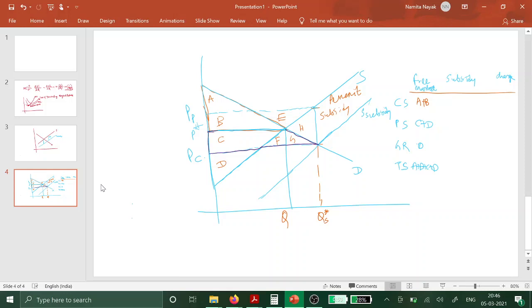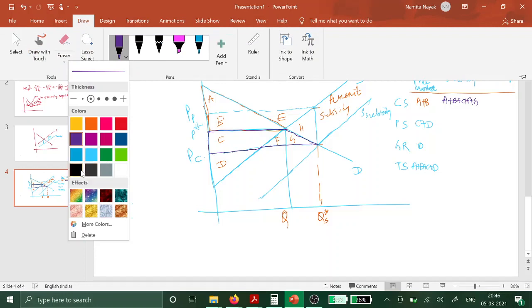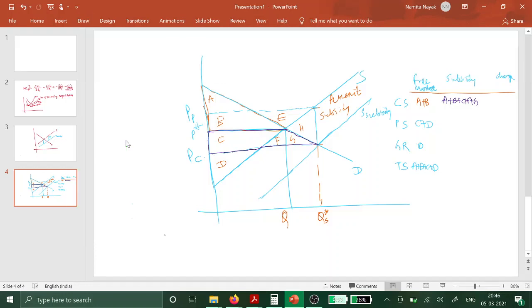Now the consumer surplus is A plus B plus C plus F plus G. Got it? So there is an increase in the consumer surplus. Then what about the producer surplus? Producer surplus has also increased. How much has the producer surplus increased? Let's see how much it has increased.